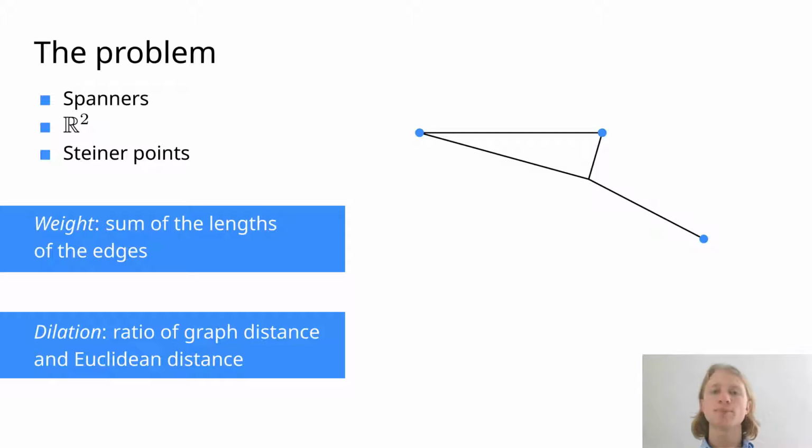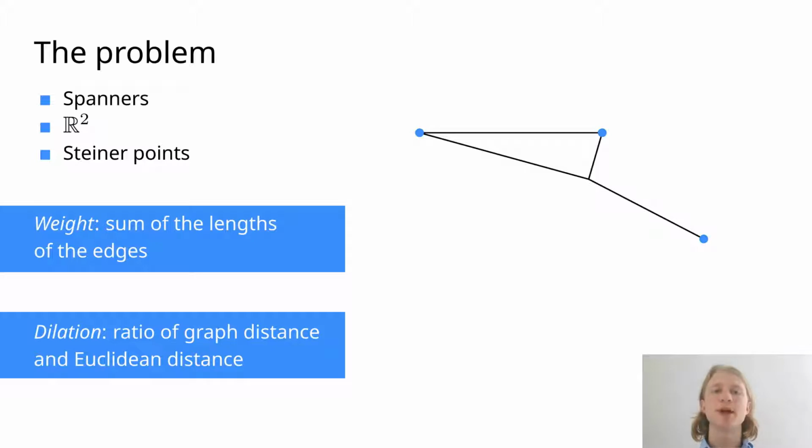Firstly, the weight of a spanner is the sum of the Euclidean lengths of all the edges in the spanner. Secondly, the dilation between 2 points is the ratio between the shortest distance over the spanner between the points and the Euclidean distance between the points. Thus, in the example on the right, the dilation between the two top points is 1, as the Euclidean distance is equal to the shortest distance over the spanner. For the other two pairs of points, the dilation is greater than 1, as the Euclidean distance is smaller than the distance over the spanner.